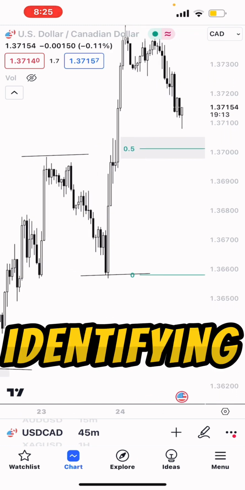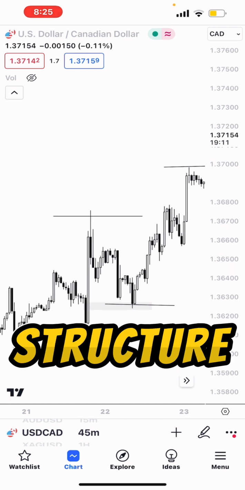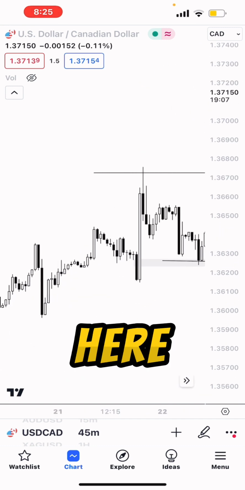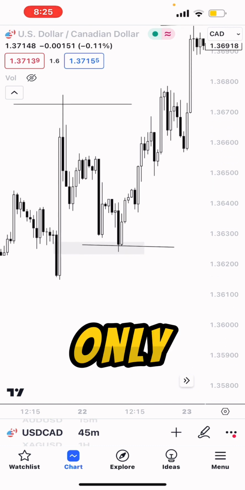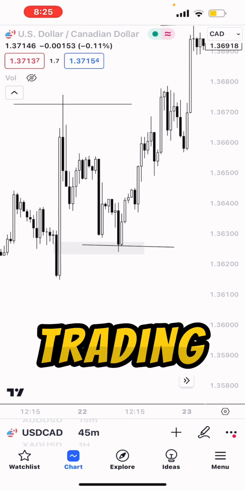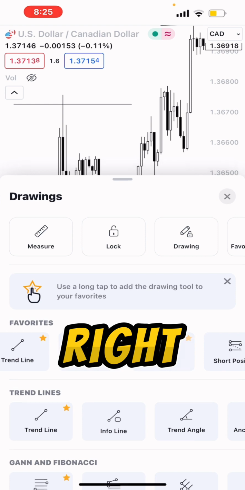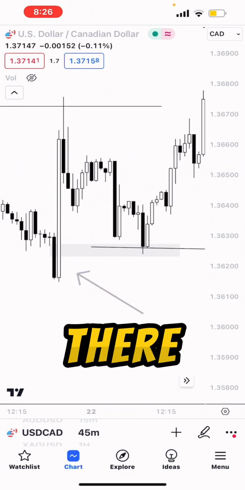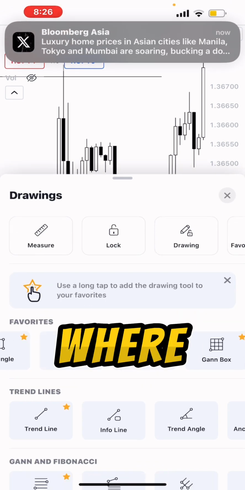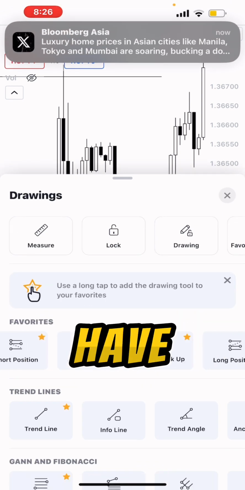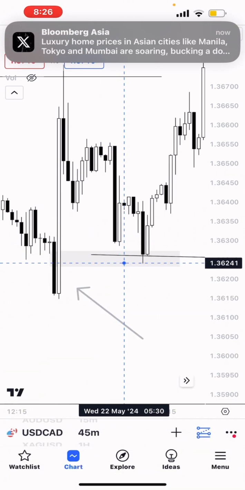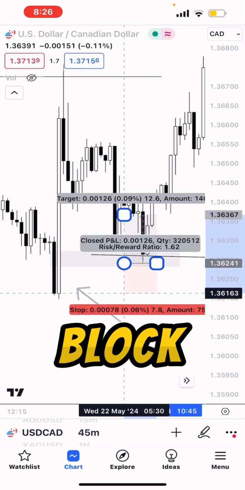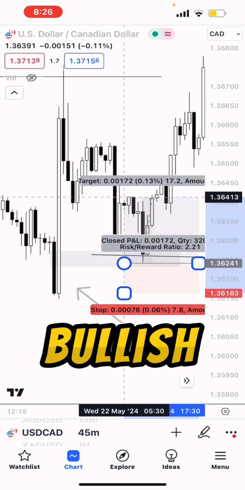The first step is identifying your trend and market structure, and the second step is looking for your area of interest. Like down here, like I said before, I only trade order blocks and gaps. If I was trading this order block that I'm pointing the gray arrow to, I would be trading it where it hit here earlier. I would have traded it like this, with my stop loss at the end of the block itself.